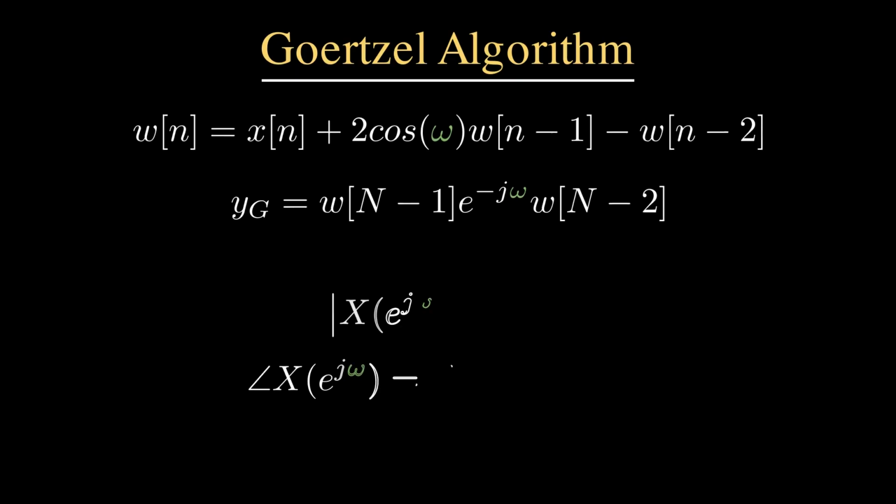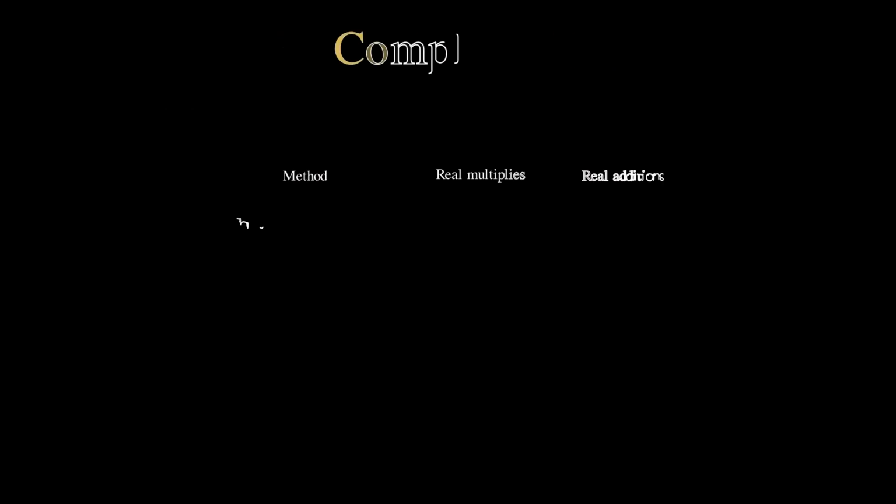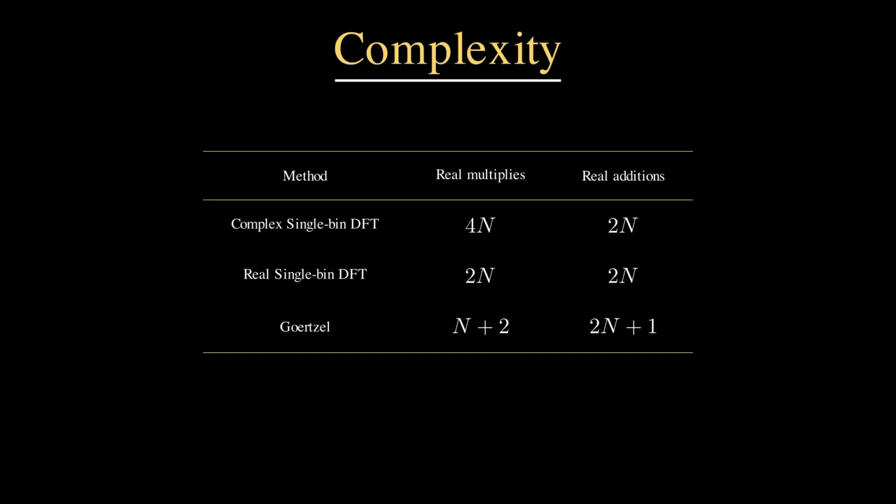We can still equate the magnitude and phase of Y sub g to the Fourier transform of e to the j omega. We can easily compare the cost of the single-bin DFT with respect to the Goertzel algorithm for any n number of samples. Because the Goertzel algorithm assumes real-valued input, we should look to the equivalent single-bin DFT. In this case, the number of multiplications is cut in half.